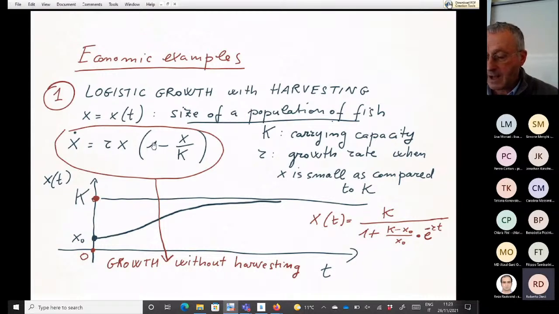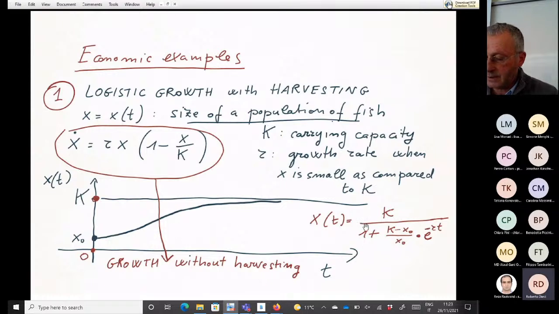And we know that the growth without harvesting is represented by this time path. It starts from x0, initially it grows exponentially, and then it converges to the carrying capacity. And this is the solution formula introduced before. We will not use the solution formula, just to bridge with what we know already.